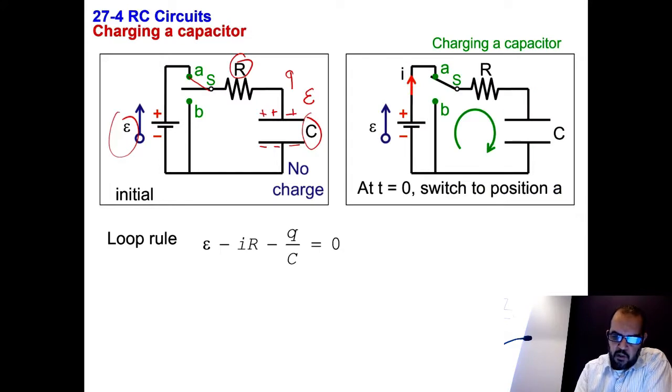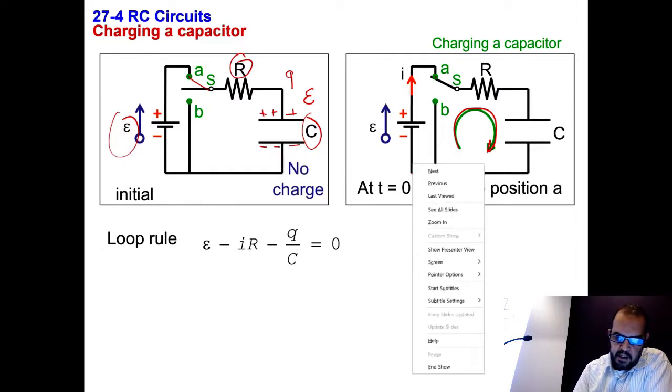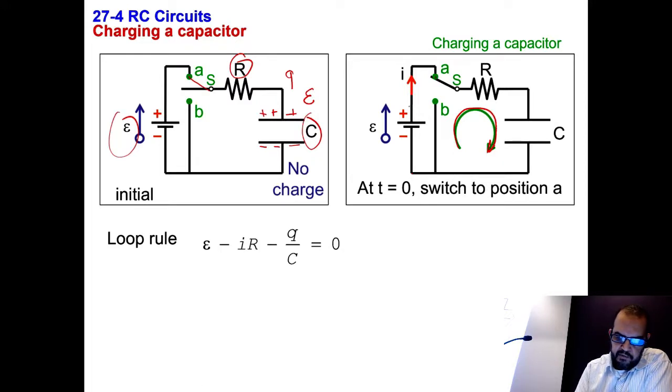So now I switched the switch to this position A, and I chose the loop equation in this direction, which is clockwise. Let's start with the point here. We're going through the negative terminal of the EMF, so plus epsilon. Then we go through the resistor, in the same direction as the assumed current, so it's minus capital R times I. Now we reach the capacitor, with its positive and negative terminals.